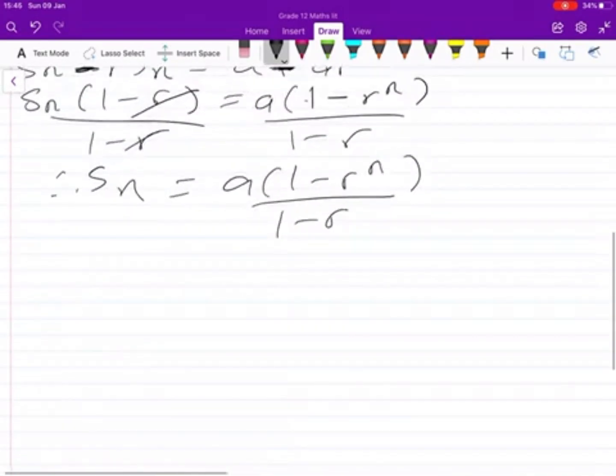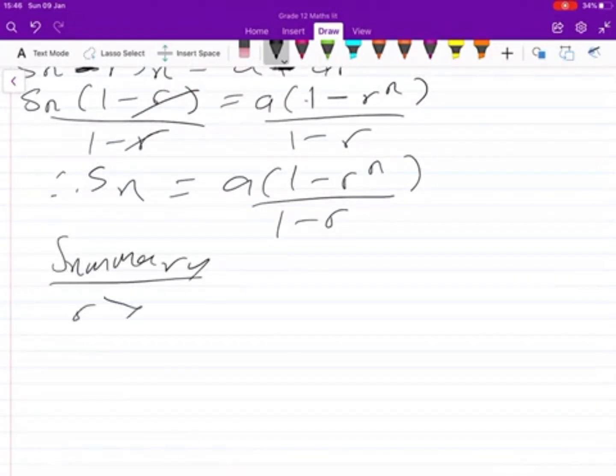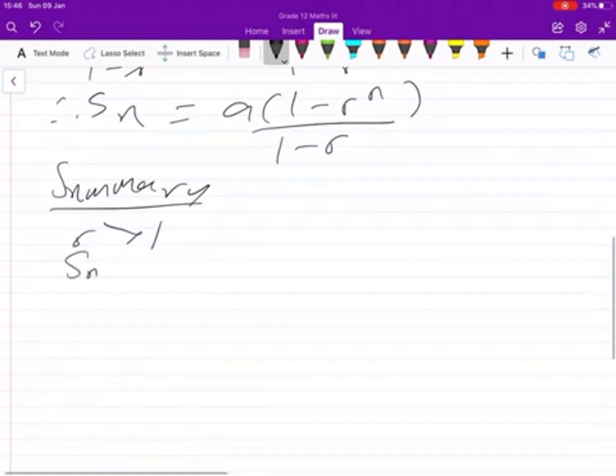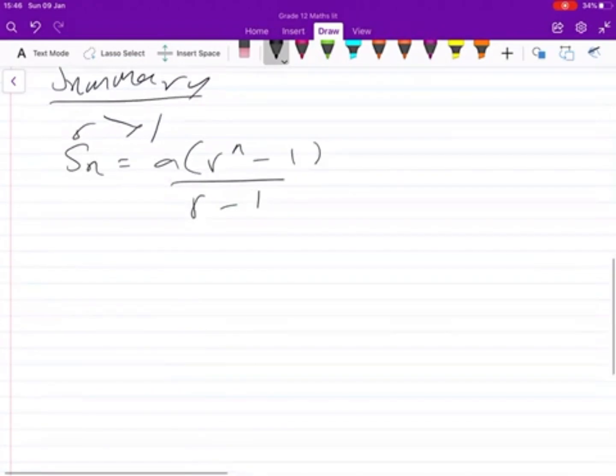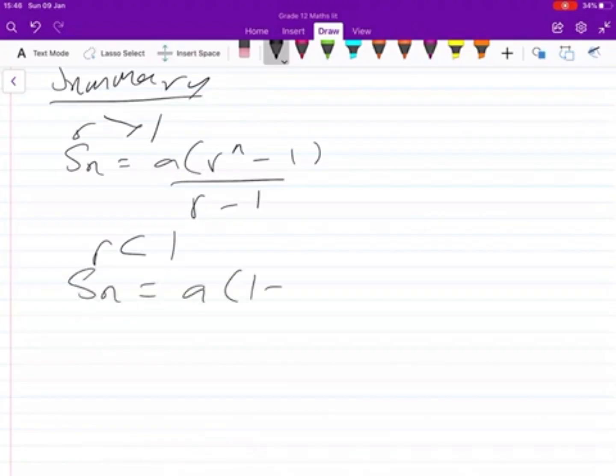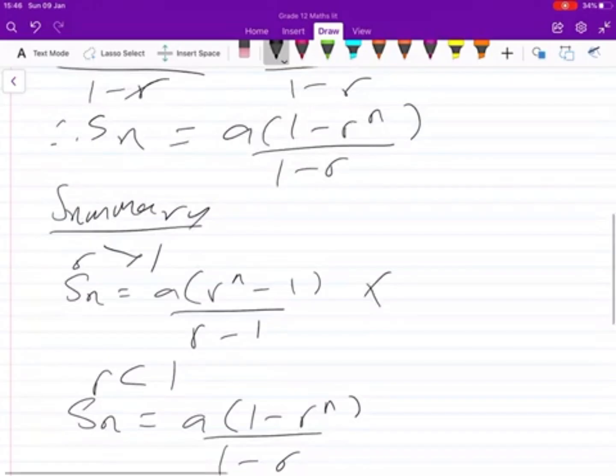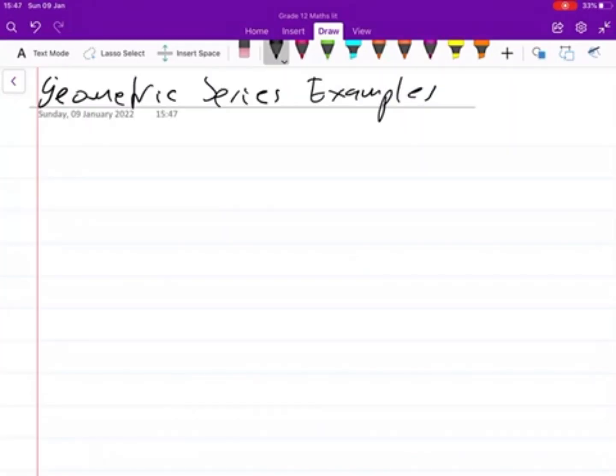Please go through them. The formulas are these. If you're having r greater than 1, Sn equals a(Rn minus 1) over r minus 1. If you're having r less than 1, that is a constant ratio less than 1, Sn equals a(1 minus Rn) divided by 1 minus r. All right, so those are the main formulas that we will be using. Let's get to the examples.